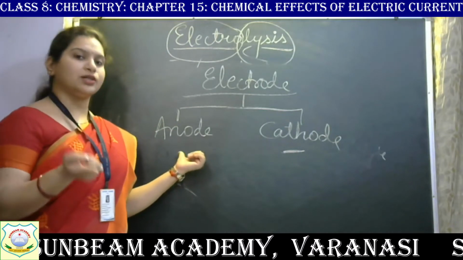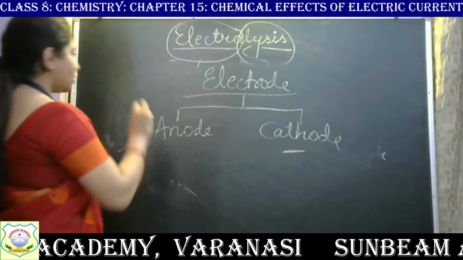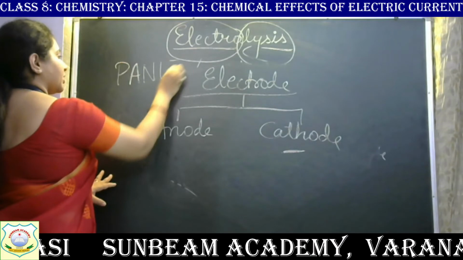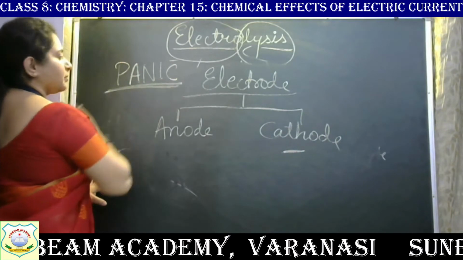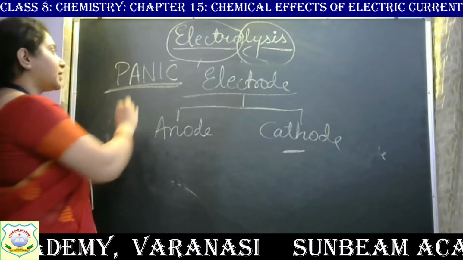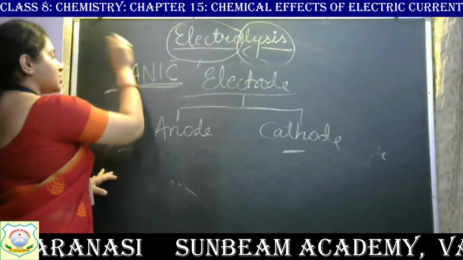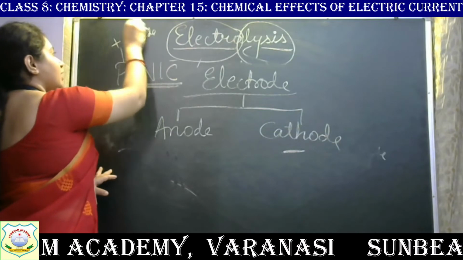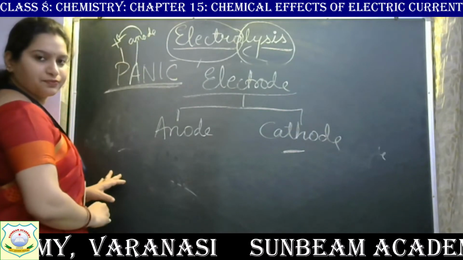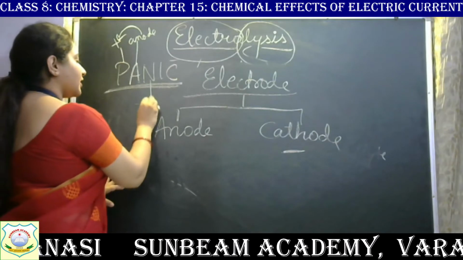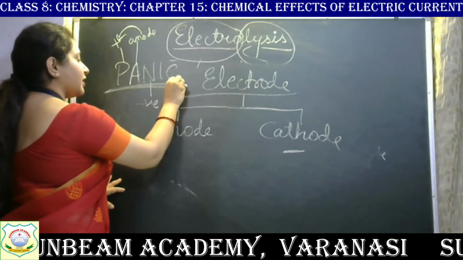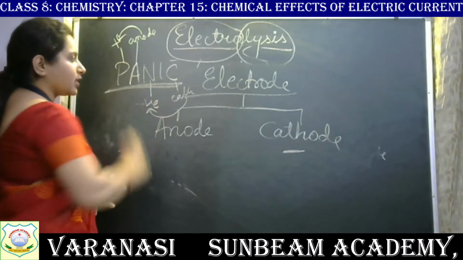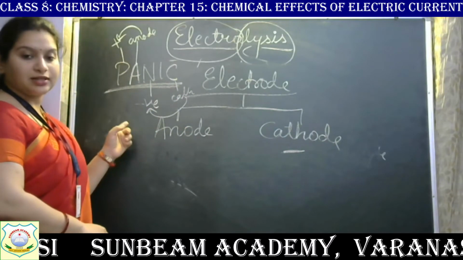There is one more method to learn it. कैसे याद करते हैं? We'll understand this term panic. Panic याद रखिए. Panic का क्या मतलब हुआ? P यानी positive, A means anode. Okay? So anode is positive. Okay? N is negative, N stands for negative, and there is C, that is cathode. So cathode is negative. आप ऐसे भी याद कर सकते हो.